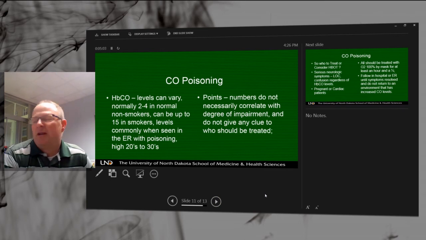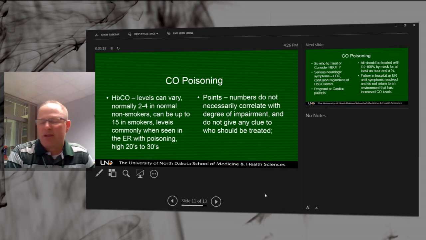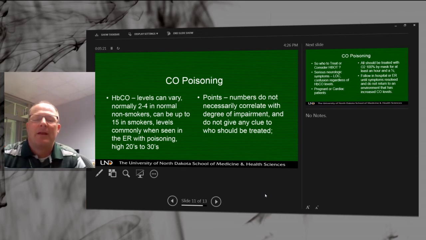Carboxyhemoglobin levels can vary. In the normal state, typically we see carboxyhemoglobin levels of about 2 to 4. They can be up to 15 in smokers who smoke regularly, but levels commonly seen in the ER oftentimes exceed 20s to 30s. The point to remember with this, however, is that the numbers do not necessarily correlate with degree of impairment. Oftentimes you can have a lower number and have more neurologic impairment and more potential sequelae than someone who has a level greater than 30 but did not lose consciousness or have any neurologic symptomatology, just a headache. So the levels do not give any clue to who should be treated necessarily and should not be waited for to decide upon treatment.